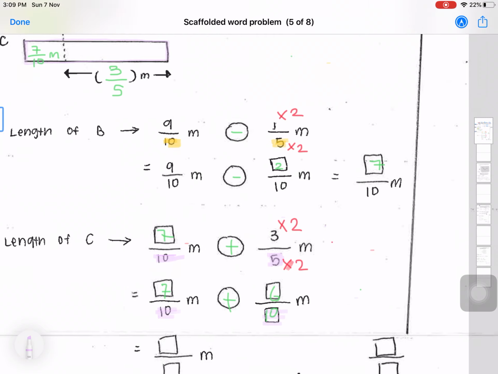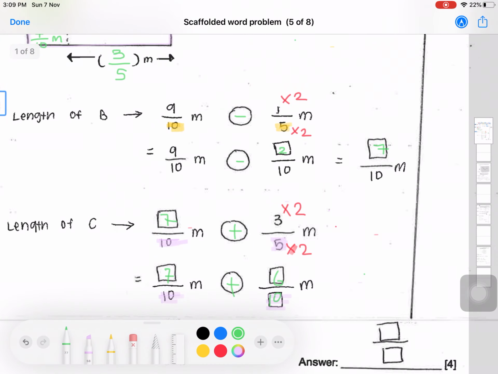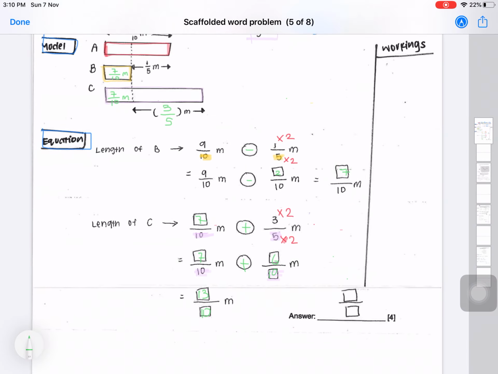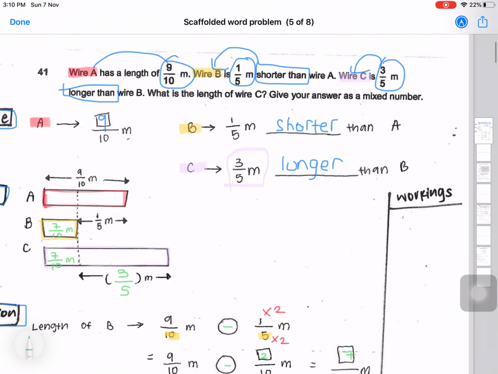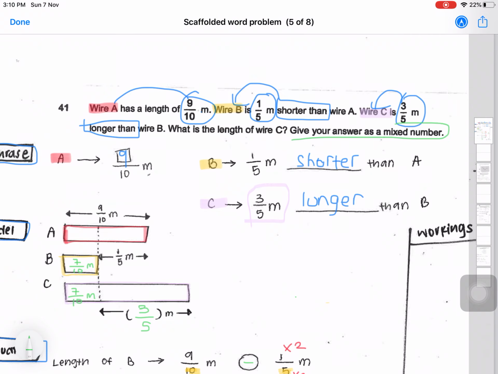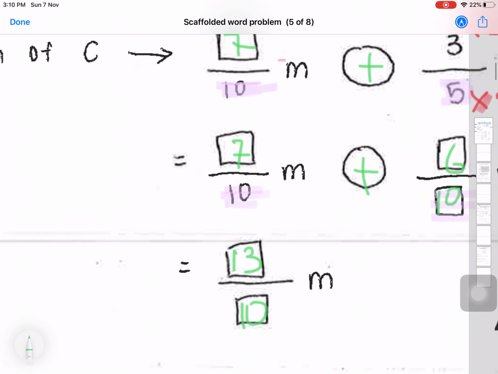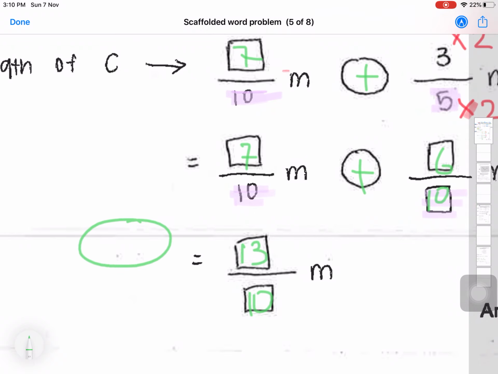That will be 13/10. 13 because 7 plus 6. Denominator remains the same. So it's 13/10. And remember that the question wants us to express it as a mixed number. So you can see that right now it is not a mixed number. It has a big head with a small body. So we are going to change it to a mixed number.